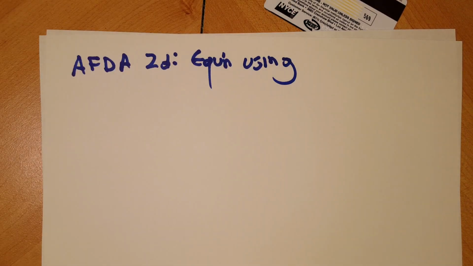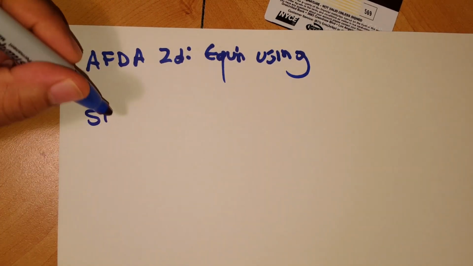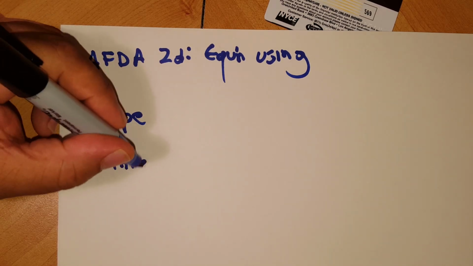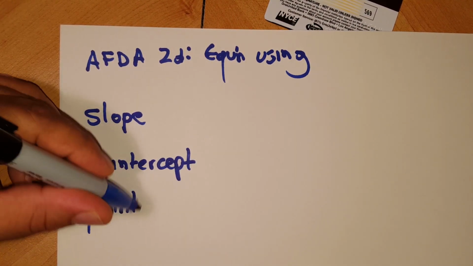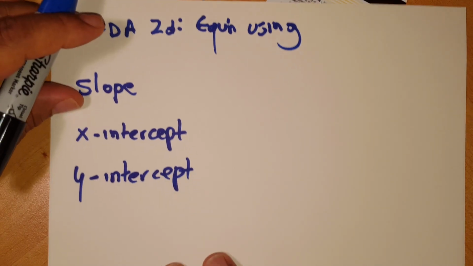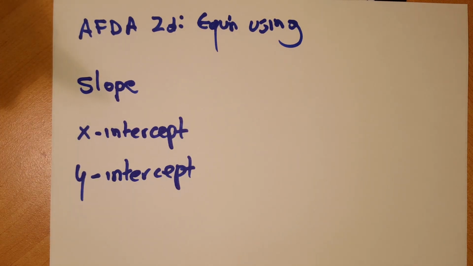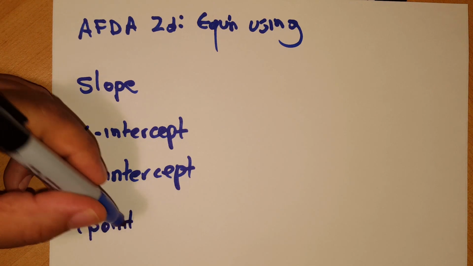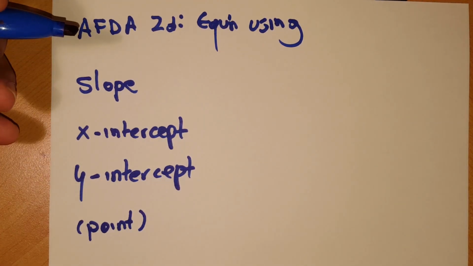So if you remember from the last video, there were 3 pieces of information that we used. There was slope, x-intercept, and a y-intercept. The only other piece of information that we're going to use when we write the equation of a line is if they give us a specific point or a specific coordinate, as it were. So those are the pieces of information that we're going to use.